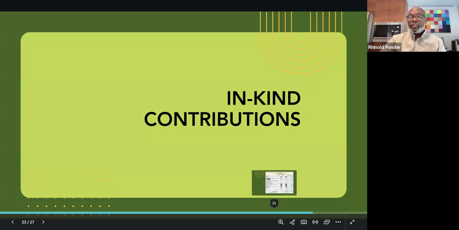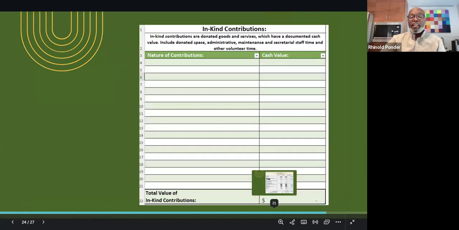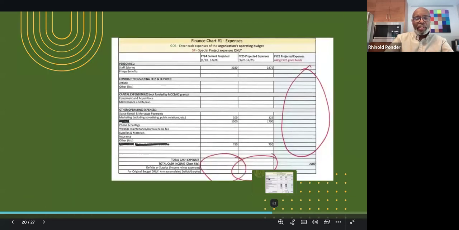In-kind contributions. Now, this chart is where you give value to the goods and services that you receive, your volunteers, your administrative help, rental costs, et cetera. And this is where you break it down. And I'm going to go back a couple of charts because I want to show you something.